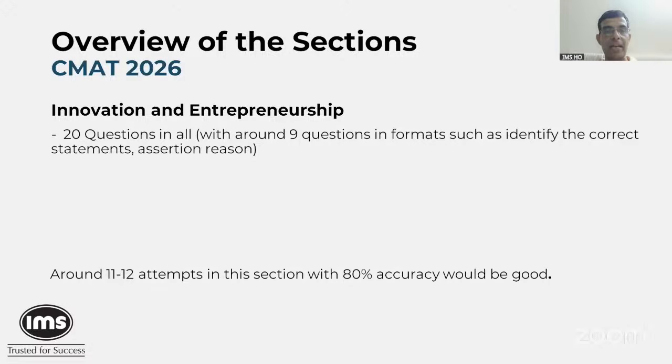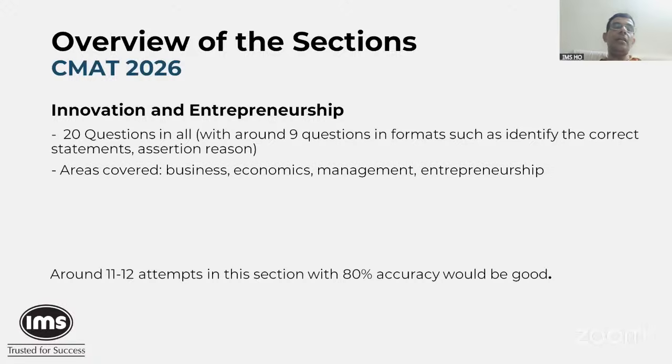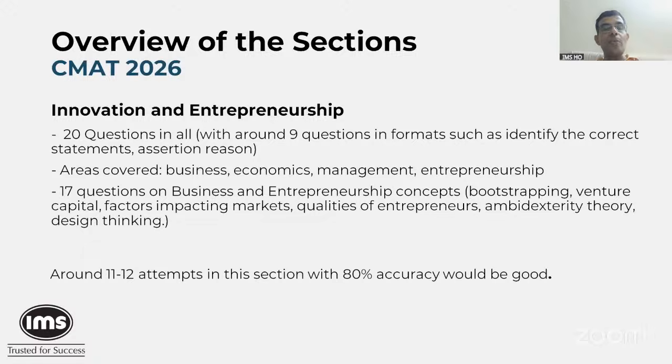in a higher trajectory. So there were 20 questions in this INE section, out of which 9 questions were in the format such as identify the correct statement and then assertion, etc. And different areas were covered, such as business, economics, management, and entrepreneurship. So out of this 20, 17 questions were on business and entrepreneurship concepts, such as bootstrapping, then venture capital, factors impacting the markets, qualities of entrepreneurs, dexterity theory, design thinking, and things like that. So they were basically conceptual questions.